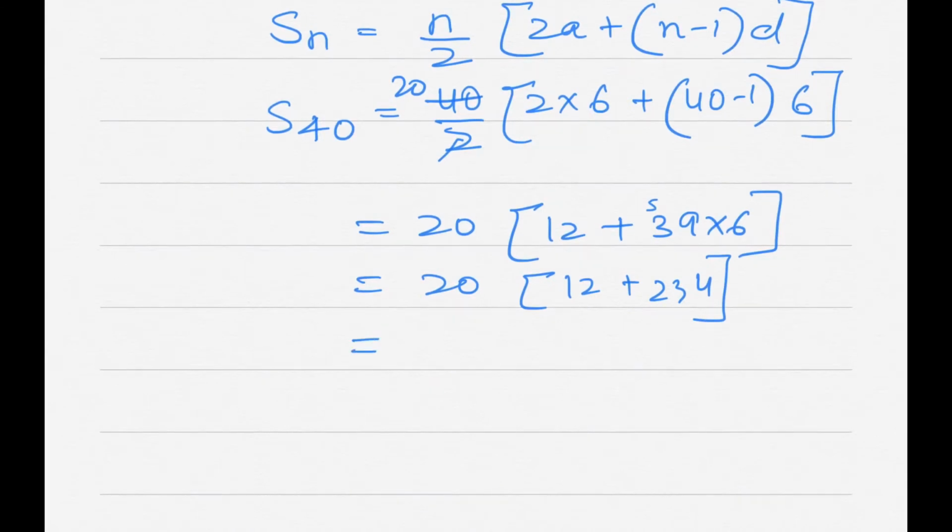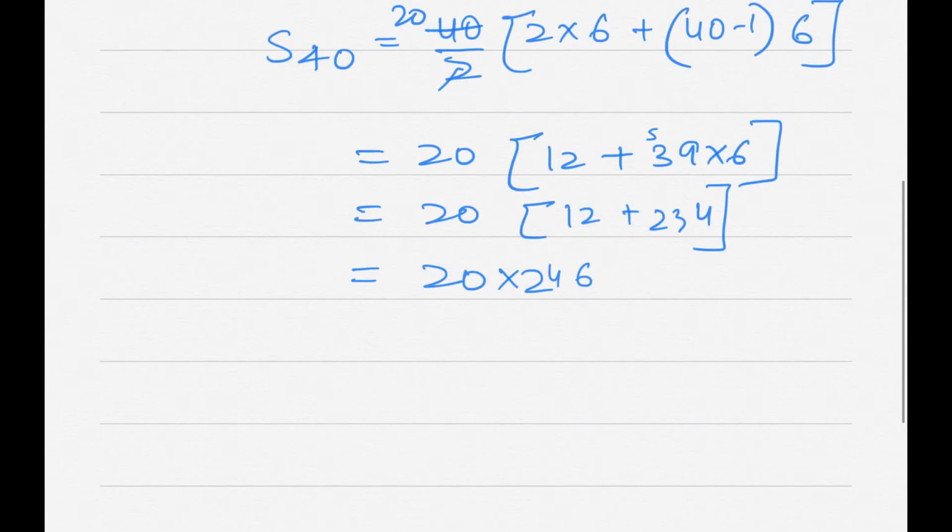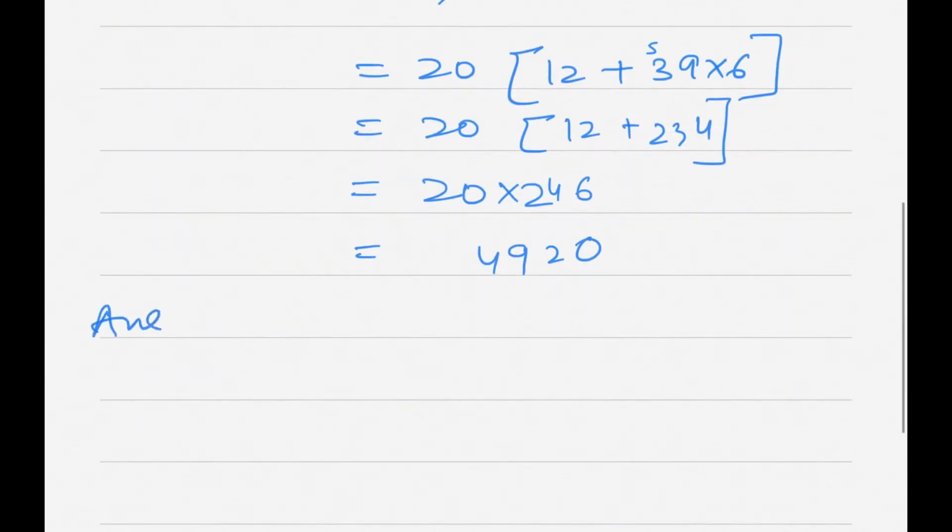Okay, so this becomes 20 into 12 plus 234, which is 246. So now 20 into 246. 6 times 0 is 0, 6 times 4 is 24, 2 carry, 12 and 2 is 14, 1 carry, 9 and 4. So I get 4920.